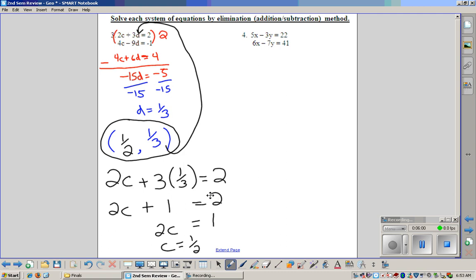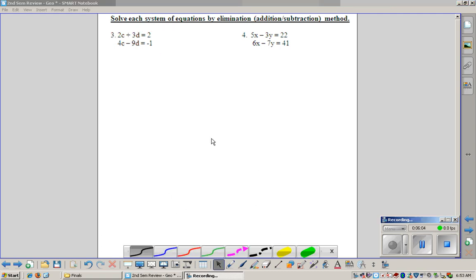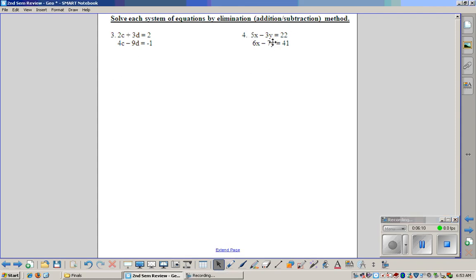That's the addition-subtraction method. Here's another one, number 4, that we can try. Now, number 4 is a little bit harder because you can't multiply either of these equations by a single number and get the coefficients to line up. So what you end up doing is you multiply both equations by some number. I'm going to choose to multiply the top equation by 6. And the bottom equation, I'm going to multiply by 5.